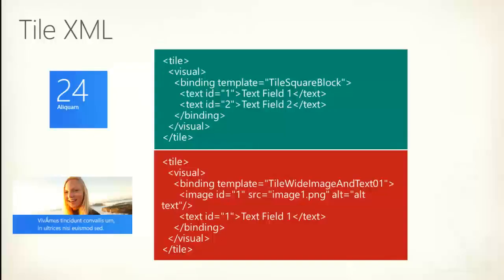How does it work? Just XML. So this XML here, basically the key part is this binding template. And in my slides, and the references at the end, there's actually links to all these articles here that give you all the details of which one is specified. So basically it's an enum, and you specify the string of what you want. In this case, it's tile square block, and it gives us a big string and a small string. The one below, tile wide image and text 01, has an image and a text. So that's all you have to do. Ultimately, you have to just create this XML somehow, read it from somewhere, and then assign it.